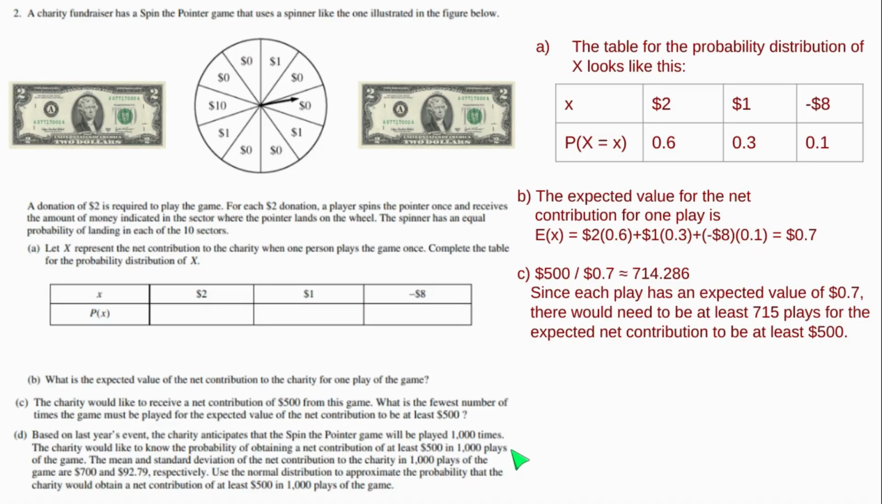Don't overcomplicate this one, even though it's part D. Might not be as bad as you think. Try this one, unpause the video when you're done.